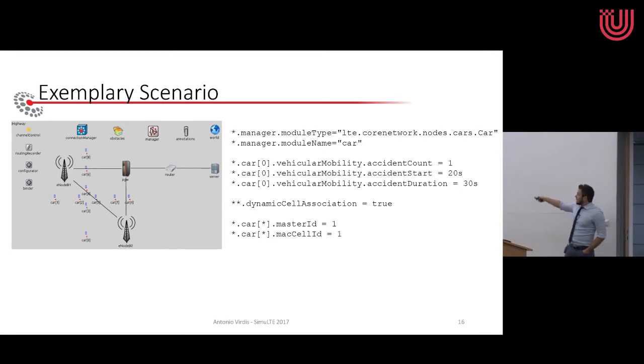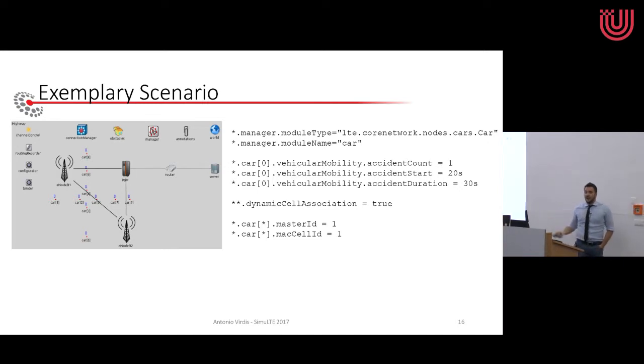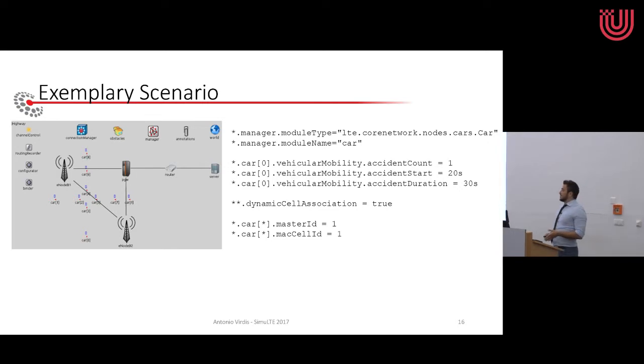And as I told you before, we can either specify a dynamic cell association, so enabling handover, or use a static one. So even starting from this point, you can start working on the management of the handover. You can decide, for example, that a certain car or a certain group of cars will stick to a certain NodeB, or more complex policies.